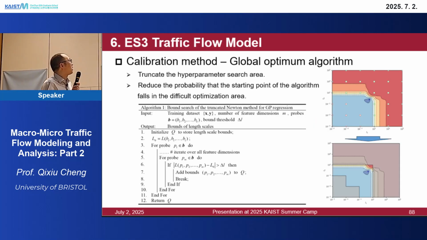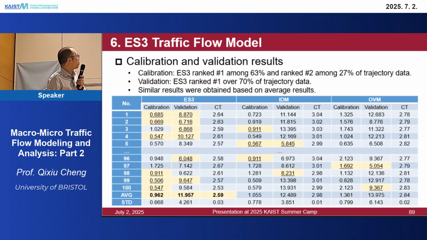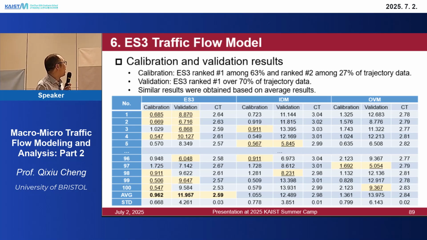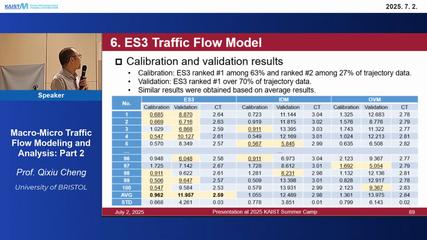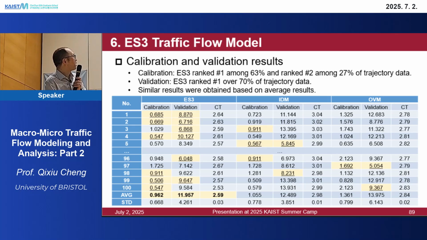We also use a global optimization algorithm for the calibration. I will not go into the details of the algorithm, but I will show the results. In this result, we use the speed for calibration, and we use the flow for validation here. For the calibration, we compare ES3, IDM, and OVM. IDM and OVM are two typically used car-following models.